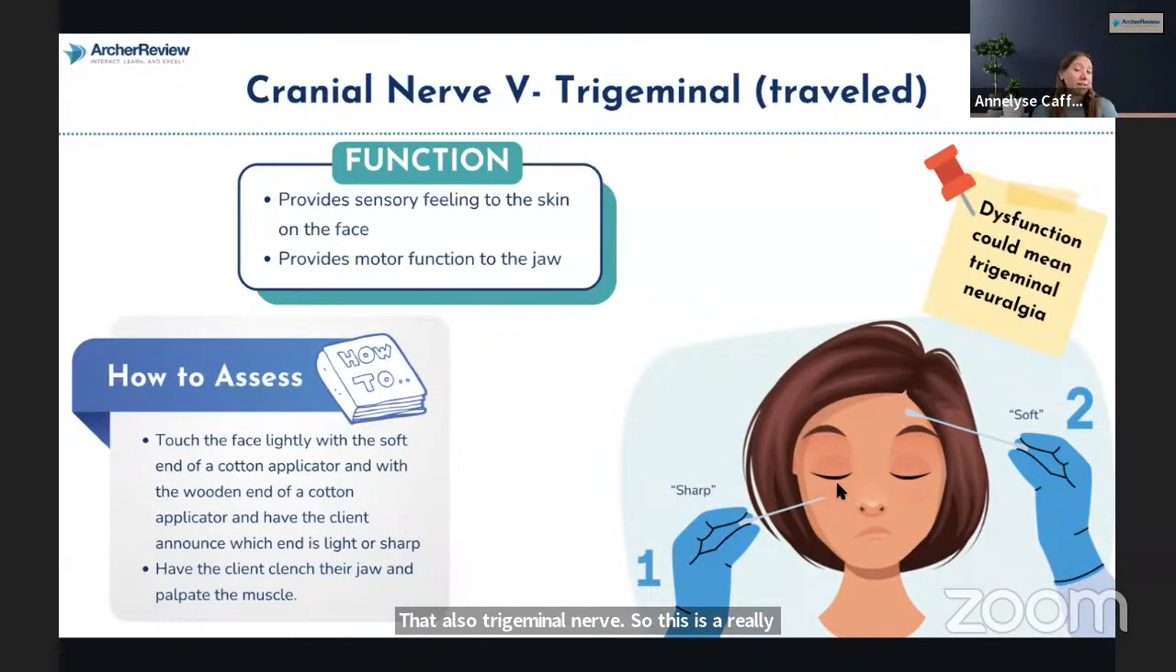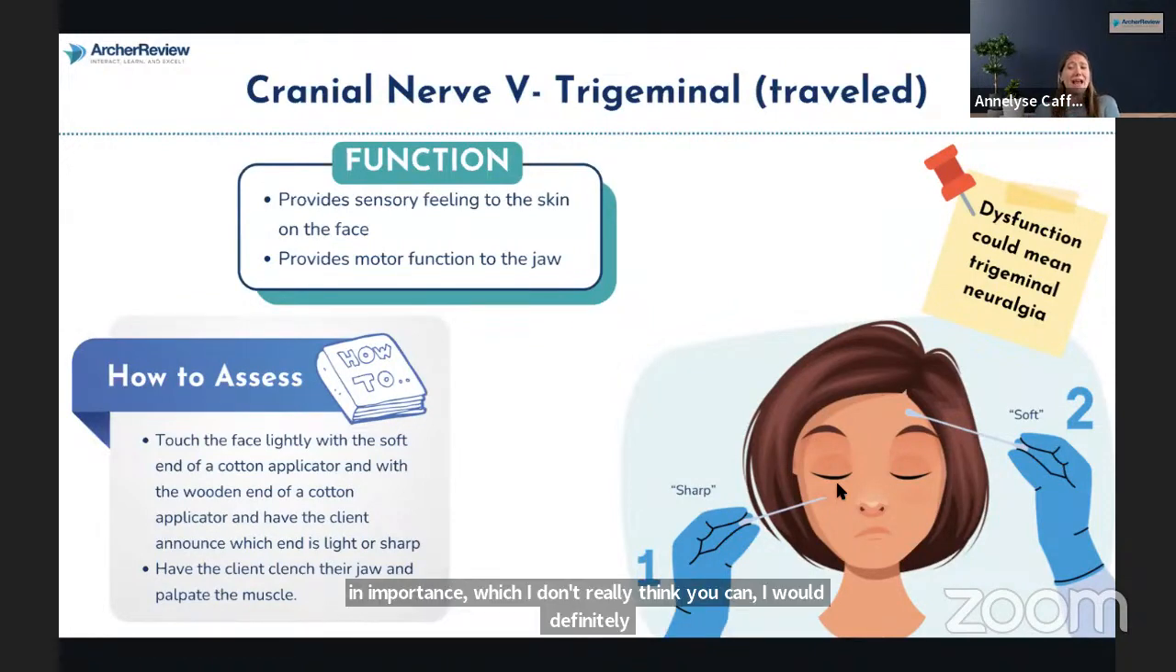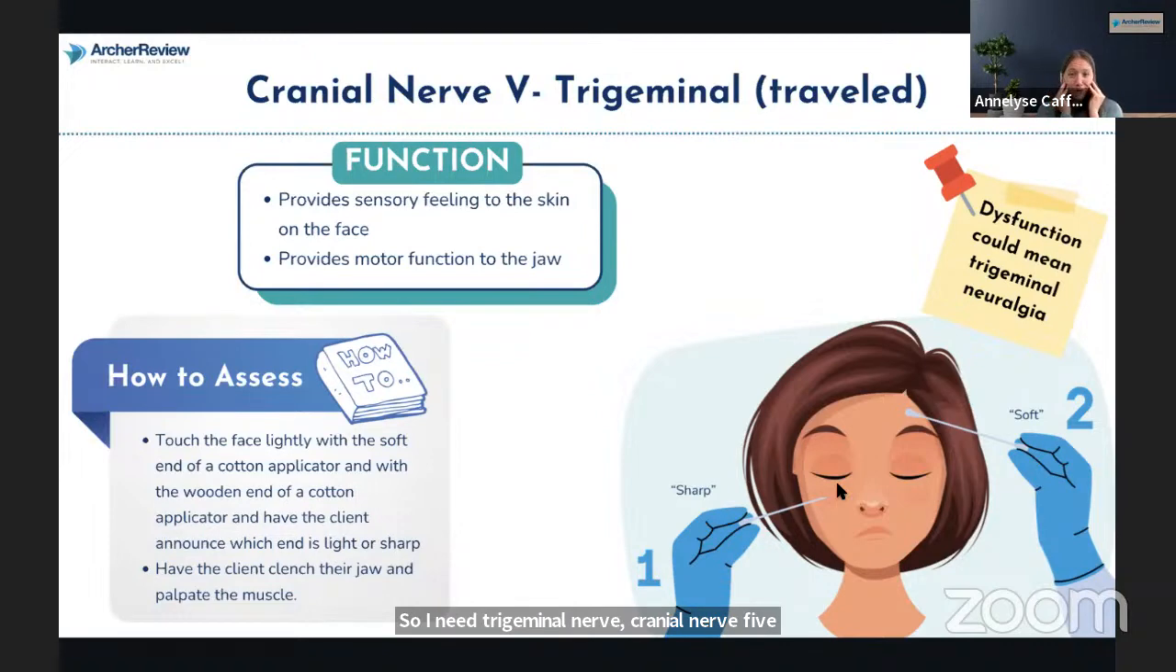So this is a really important cranial nerve, I think. If you could rank them in importance, which I don't really think you can, I would definitely put this one as one of the most important, because I love to eat. So I need trigeminal nerve, cranial nerve 5, to be intact so that I can move my jaw and chew my food, okay? And I also love a good tickle, so that sensation is important. So with these, we test it in two different ways.